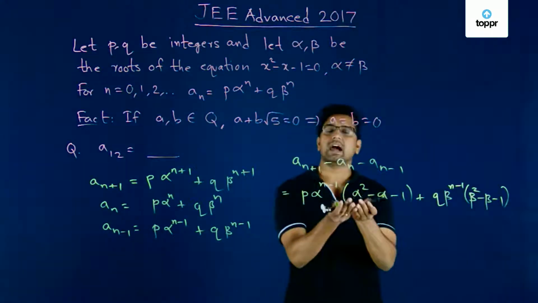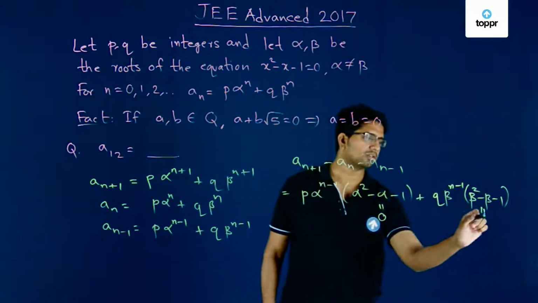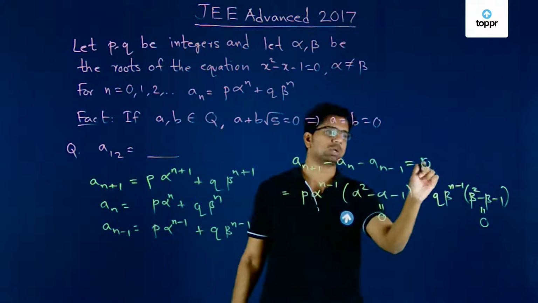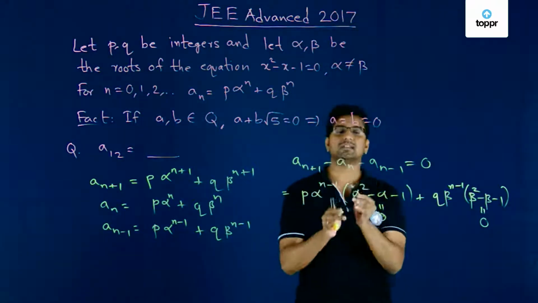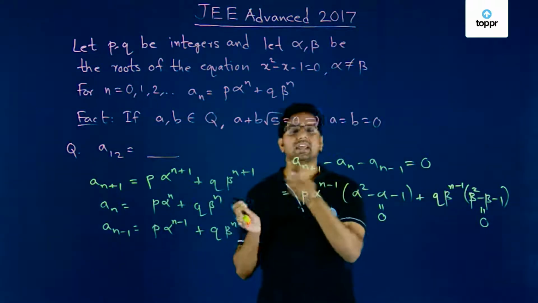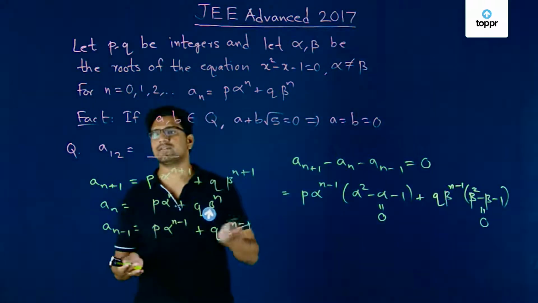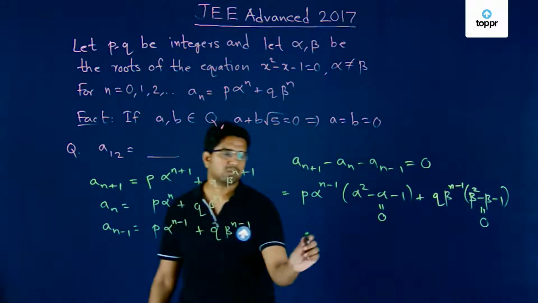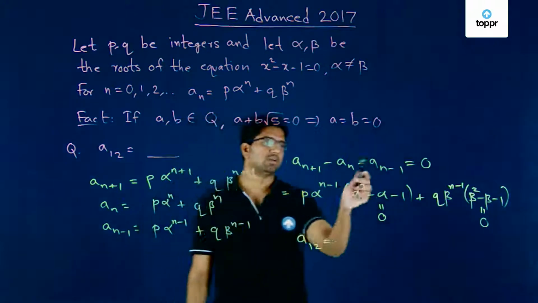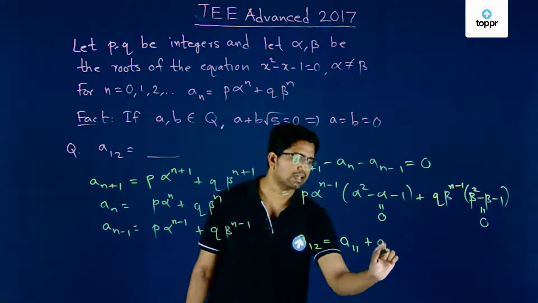Now what is this? The alpha and beta both are roots of this equation, and therefore this is equal to 0 and this is also equal to 0. So which means this kind of a recurrence relation is true. That is, a n plus 1 minus a n minus a n minus 1 is always equal to 0, or in other words we can write a n plus 1 is equal to a n plus a n minus 1. Okay, so on putting the value of n is equal to 11, what do we obtain? We get a12 is equal to a11 plus a10.